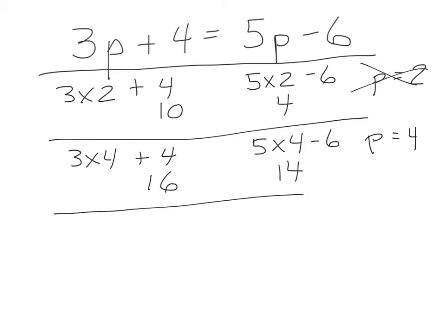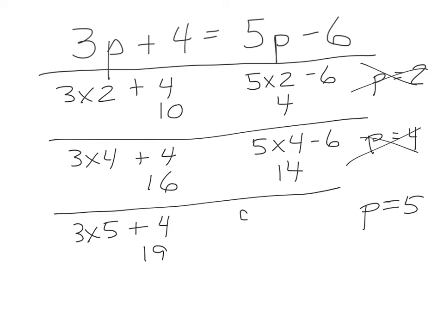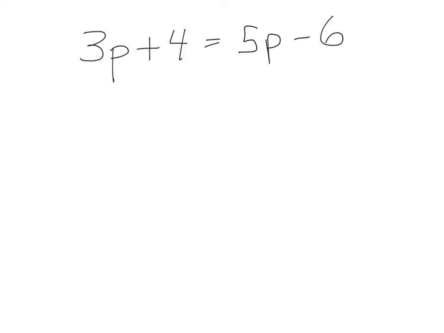I'm getting closer. Let's try p equals 5. So 3 times 5 is 15, plus 4 is 19. And over here, 5 times 5 is 25, minus 6 is also 19. So p equals 5 is my solution. On the next screen, let's solve this same equation in the not trial and error way by actually undoing each operation. So same equation, but this method requires us to get like terms together.